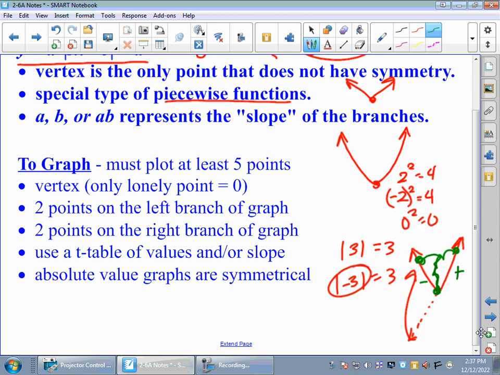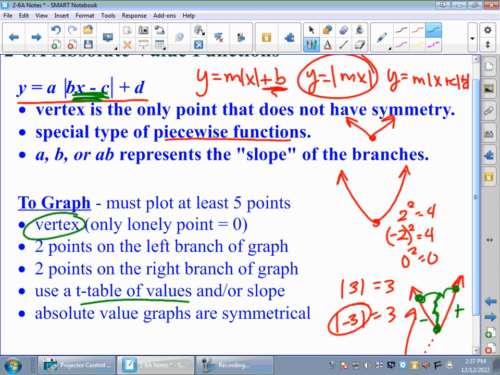A table of values will never fail you. You can always do a table of values. So it's sort of 2 points on the left, 2 points on the right, but you need that vertex. When we're doing the calculation for the vertex, it's the stuff inside the absolute value set equal to 0. Since 0 is the only number on the number line that doesn't have a matching buddy, we set that equal to 0. And that locates that vertex point. And then from there, we go to the left, to the right. You can use symmetry. You can count slope. They're always symmetrical because of that whole idea of the buddy system.